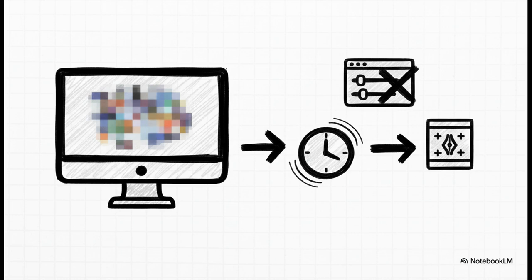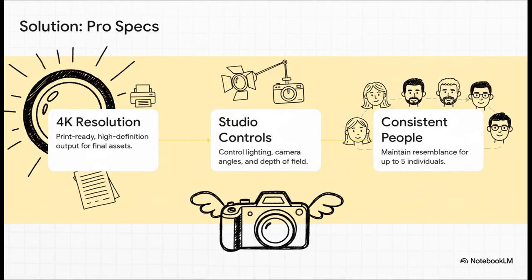Previous tools would often spit out these low-resolution images with very little creative control, forcing you into other software like Photoshop for hours and hours of rework just to get it ready for a client. NBP just tackles this head-on with a suite of pro-level specs. You can now generate images up to 4K resolution, which is absolutely print-ready. You get studio-grade controls over things like lighting, camera angles, and depth of field right inside the prompt.